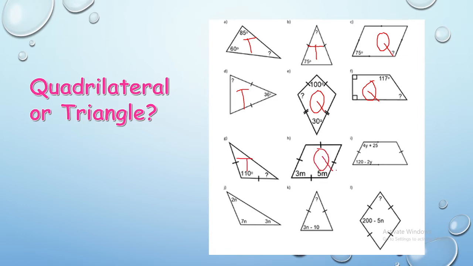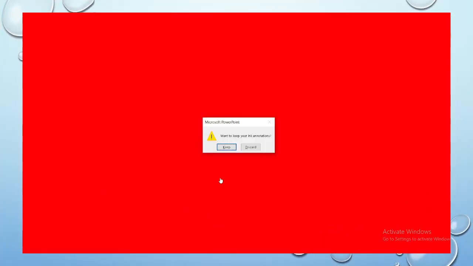Quadrilateral. Remember the word quad. You start with quad. Quad means 4, right? Quadrilateral. You start with the word quad. Quadrilateral. Okay.